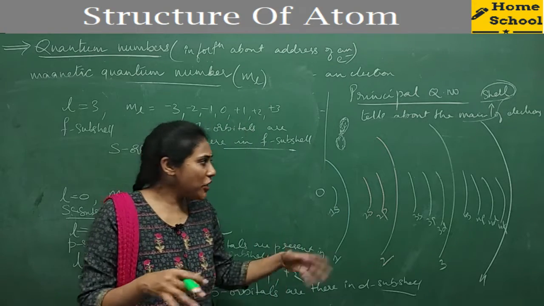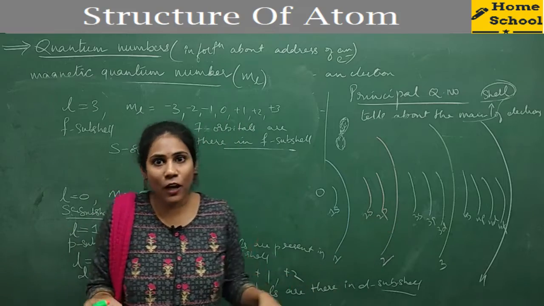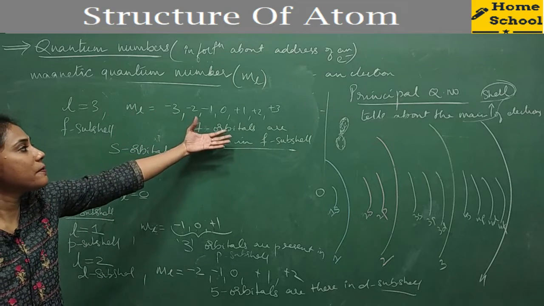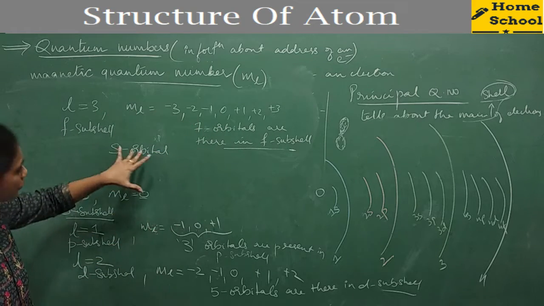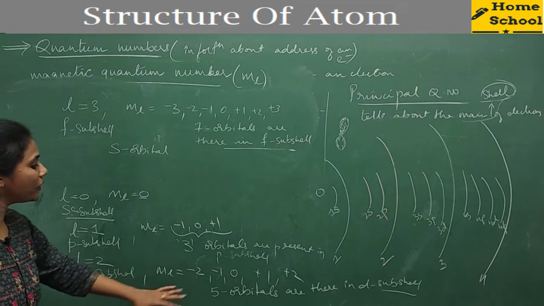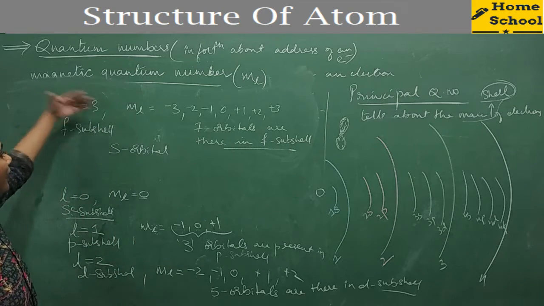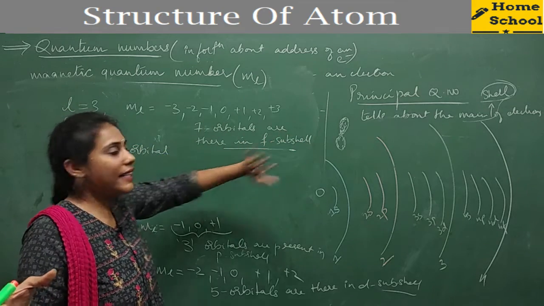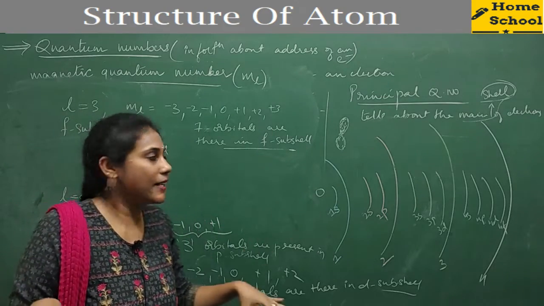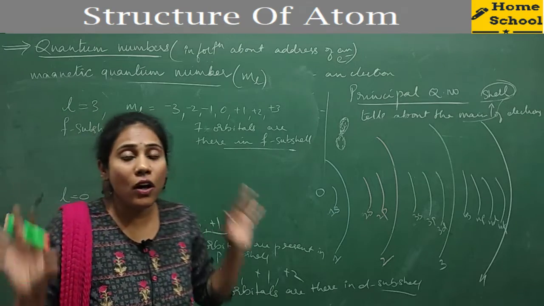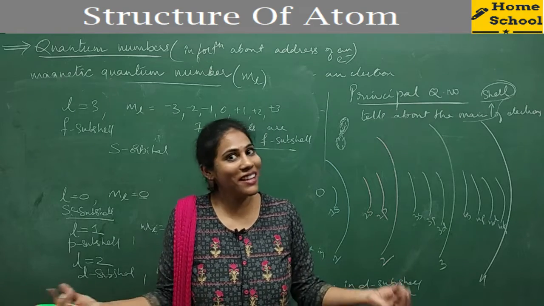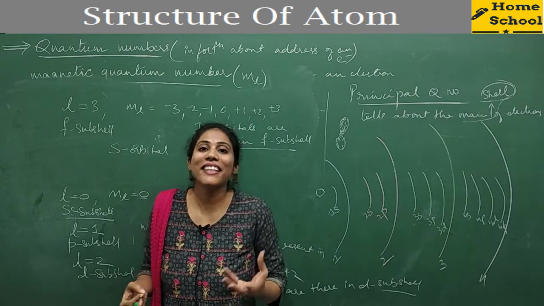That means each and every town, it may be an S town, or a P town, or a D town, or an F town. So there are how many S towns? Only 1. How many P towns? 3 towns. How many D type of towns? 5 towns. How many F type of towns? 7 towns. These towns are only orbitals, where electrons are staying. So each and every town or orbital can have 2 electrons only. The towns are actually very small, only 2 electrons they can accommodate.